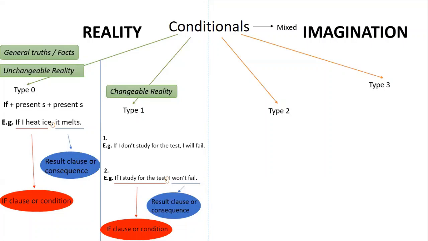So guys, what is the structure of conditional type 1? If or when plus present simple, comma plus will or could or might. Right, very good. Will, could, might, or may. All the words that show possibility or probability, in this case possibility, right? You can use them for conditional type 1. And these are the two conditionals that we use for reality, to speak about reality.